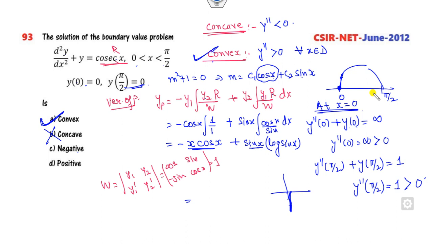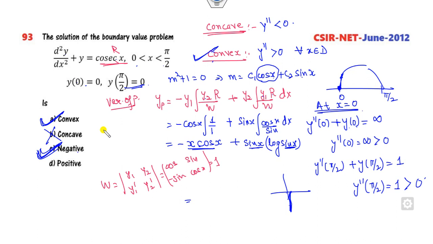What is pi by 2? Sine pi by 2 is 1. Log 1 is 0. It is my negative. So this is the answer. Or you can also see another way to solve it, whether it's positive or negative. If you take any of these and simplify, that is the right answer.